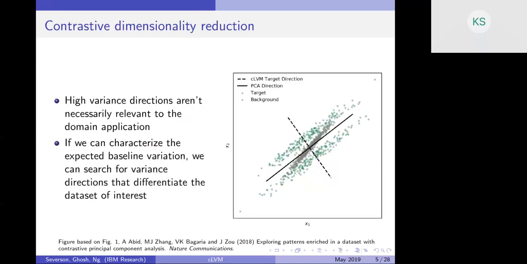We have a hypothesis as to why this might happen, and that's that high variance directions aren't necessarily relevant to whatever domain application we're working in. So we might be interested in characterizing some expected baseline variation so that we can search for variance directions that differentiate our data set of interest. In effect, we're looking for patterns that are enriched in one data set as compared to a second data set.